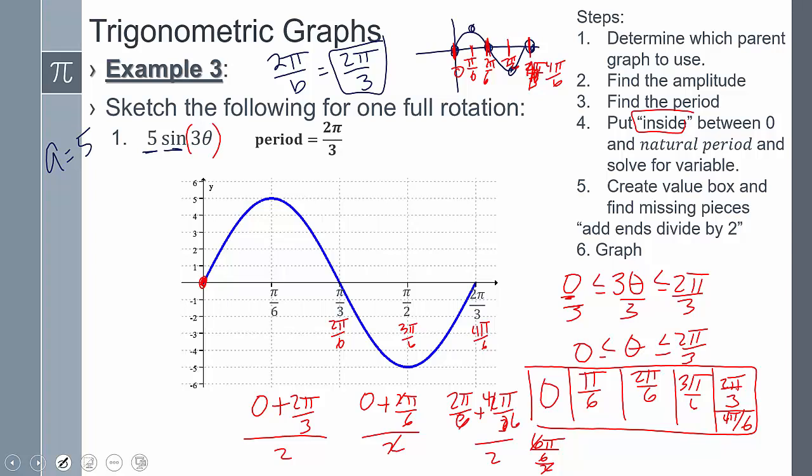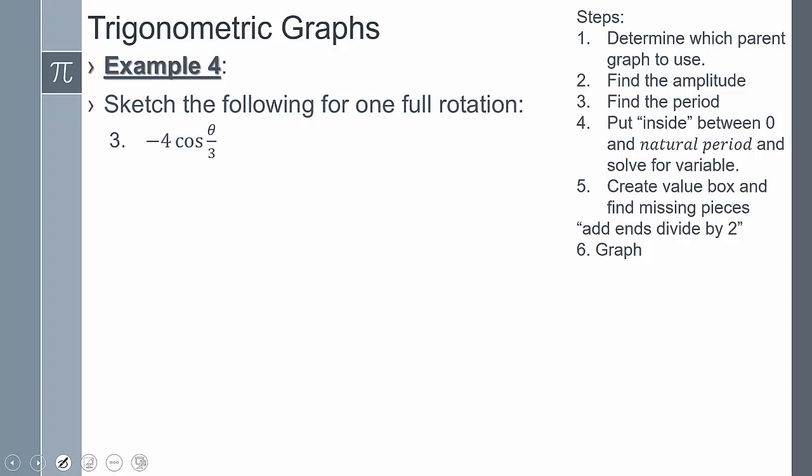Starts at the center line. The amplitude is 5, so it goes up to the amplitude. It crosses back at the center line. It goes below at the amplitude, and it goes back to the center line. And so then you can sketch your one cycle. So to find your x values, you need to do this box thing. You put it between 0 and 2 pi, and you can find those values.